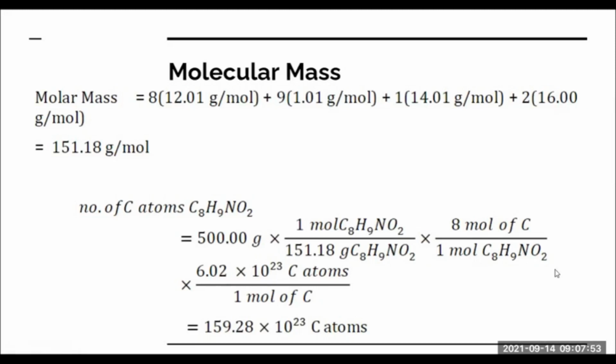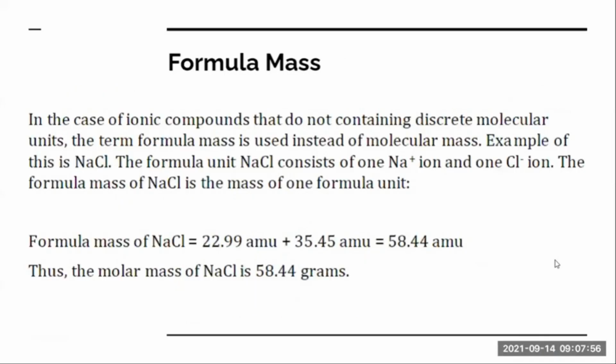Okay? So let's proceed. So next we have formula mass. In the case of ionic compounds that do not contain discrete molecular units, the term formula mass is used instead of molecular mass. For example, NaCl, or our table salt. So the formula unit NaCl consists of one sodium positive ion or cation, and then one chlorine anion or negative ion. The formula mass of NaCl is the mass of one formula unit.